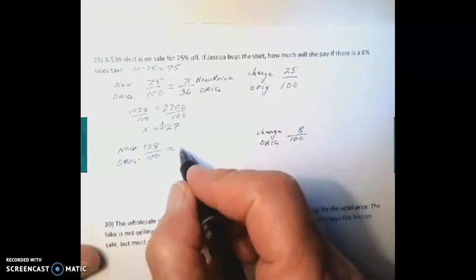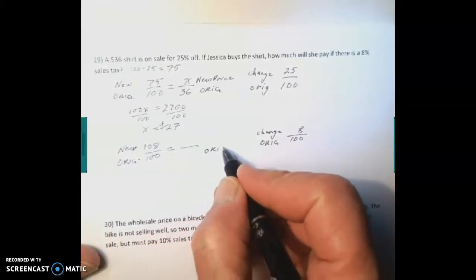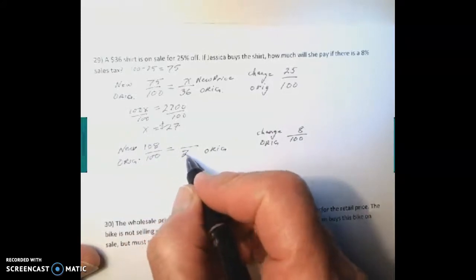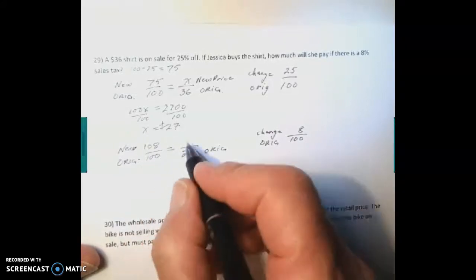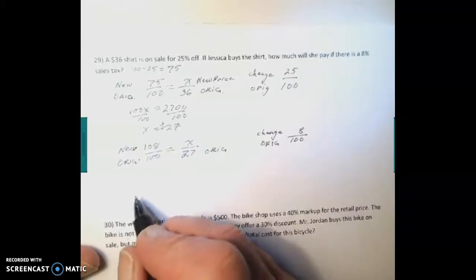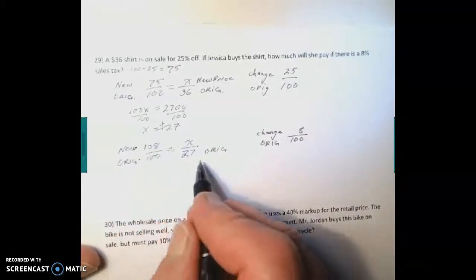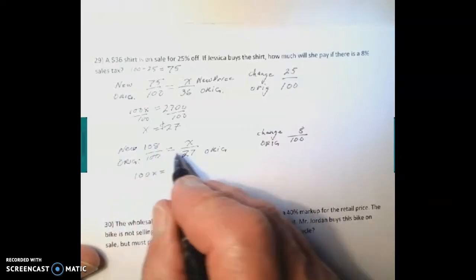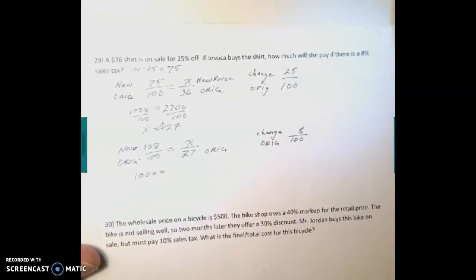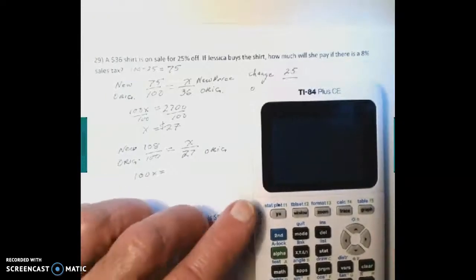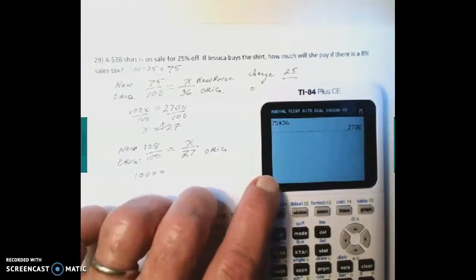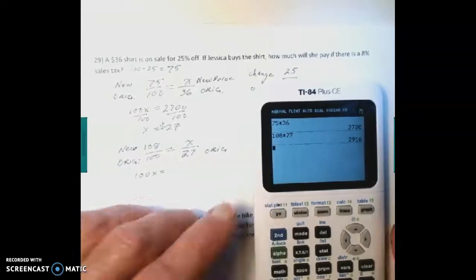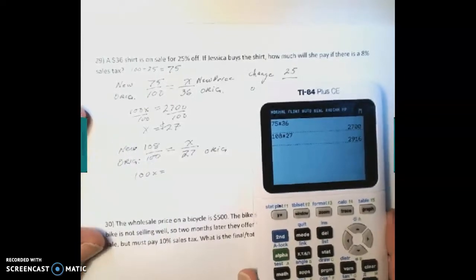The original amount, again, has to match up from side to side. That will be our $27, and we're looking for the new cost after we add the tax on. So cross multiply, you get 100x equals 108 times 27. Calculator time again. 108 times 27, and we come up with 2916.